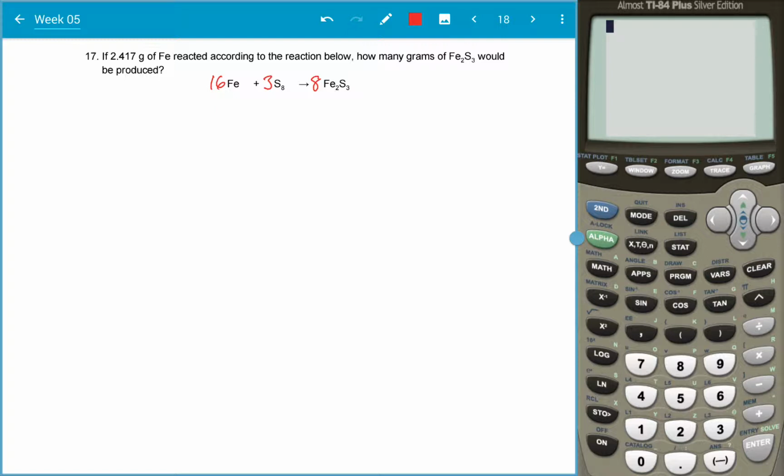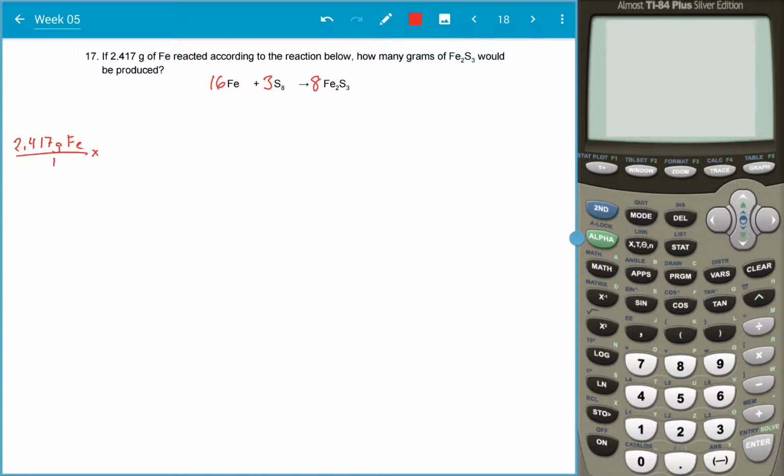Many times we get into a habit of thinking that the coefficients in these problems have to be very small. 1, 2, 3, maybe 4 type numbers. Larger numbers can happen. They're not terribly common, but they can happen. So now that we have our reaction balanced, our conversion factors set, we need to start with the actual measurement of 2.417 grams of iron.